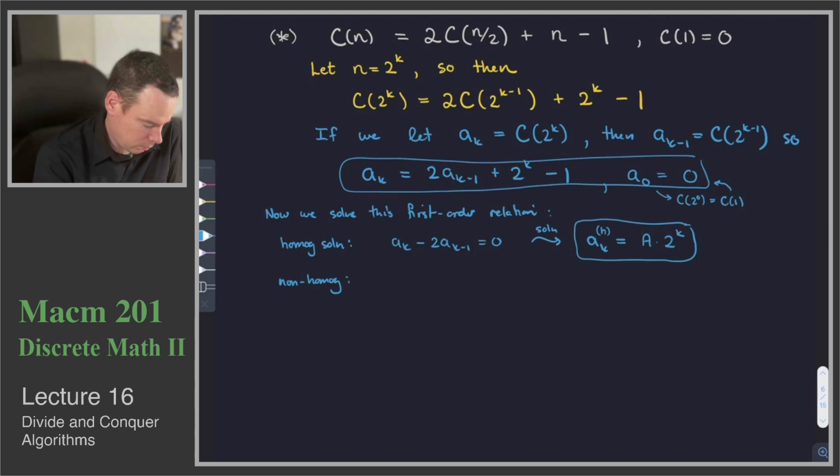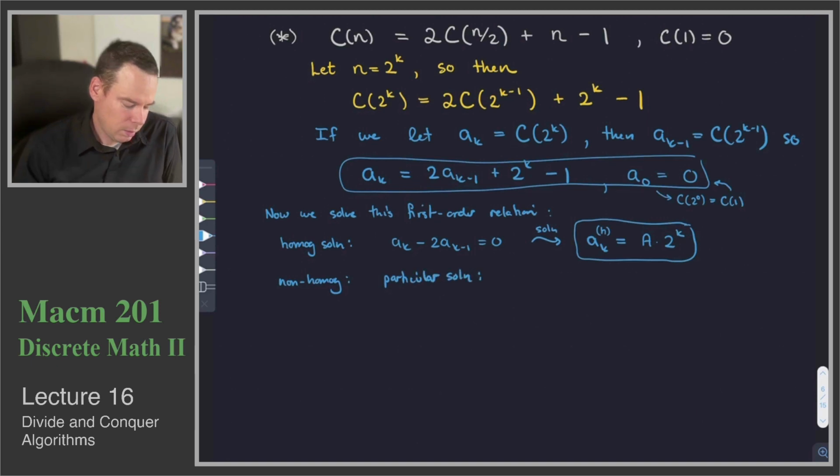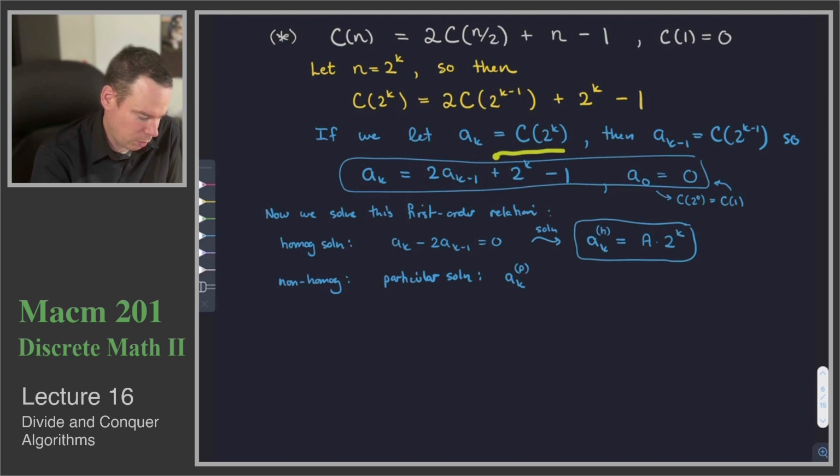In order to do that, we first find a particular solution. To find the particular solution, we have to come up with a guess. What's our guess at the form of our particular solution? Well, we look at the non-homogeneous part, which is 2^k - 1. My initial guess is that it should involve some power of 2, like 2^k. That accounts for this piece here. But, oh no, the homogeneous solution is already 2^k.